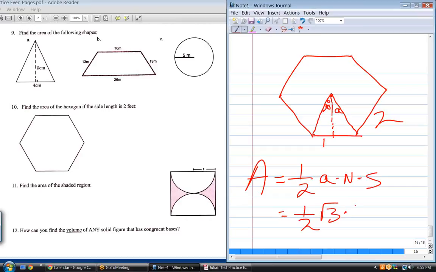How many sides? 6. Length of each side? 2. The 2's cancel. You get 6 root 3. Okay. That's the area of that hexagon. 6 root 3. Okay?